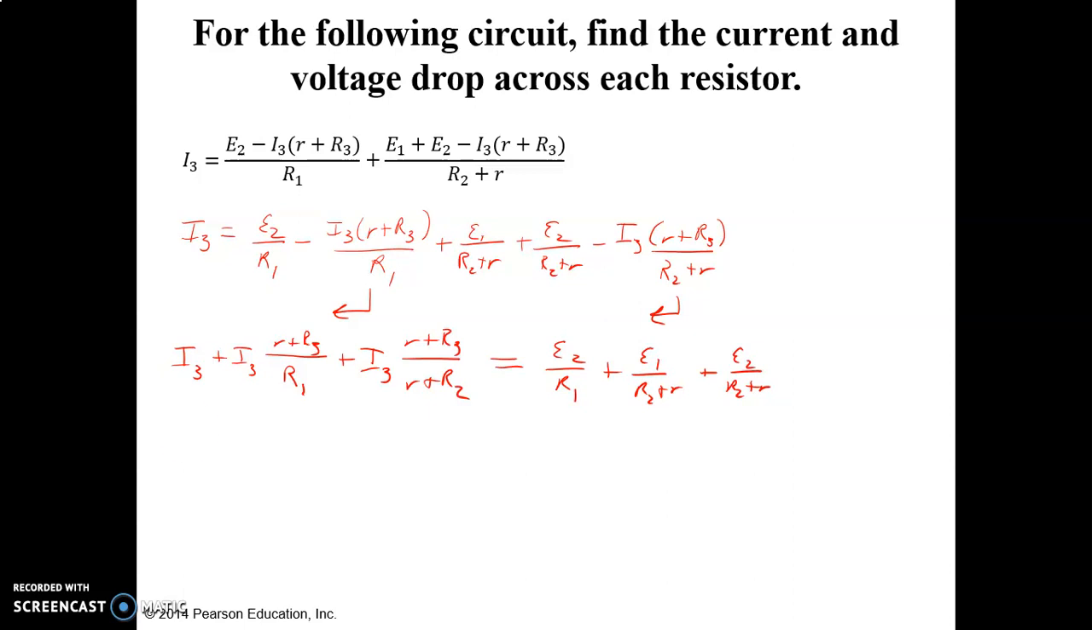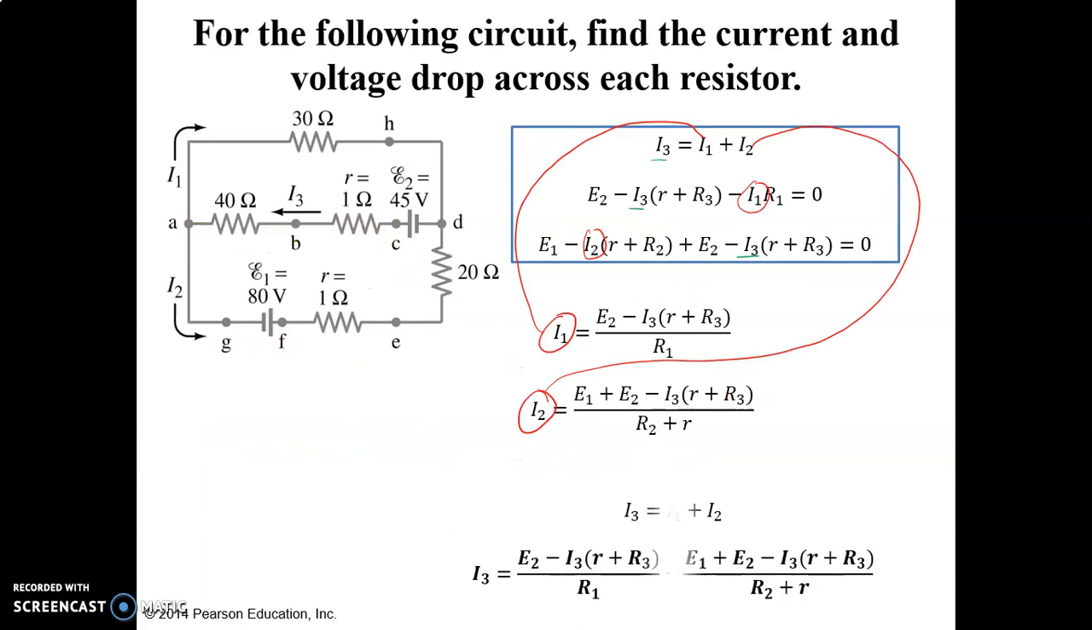All right, so now we can factor out I3, which would be 1 plus R3 over R1 plus R3 over R plus R2 is equal to E2 over R1 plus E1 over R2 plus R plus E2 over R2 plus R. Now, at this point, it gets rather complicated. You can see there are a lot of variables to keep track of. I'm perfectly fine if at this point you decide we are going to plug in our numbers.